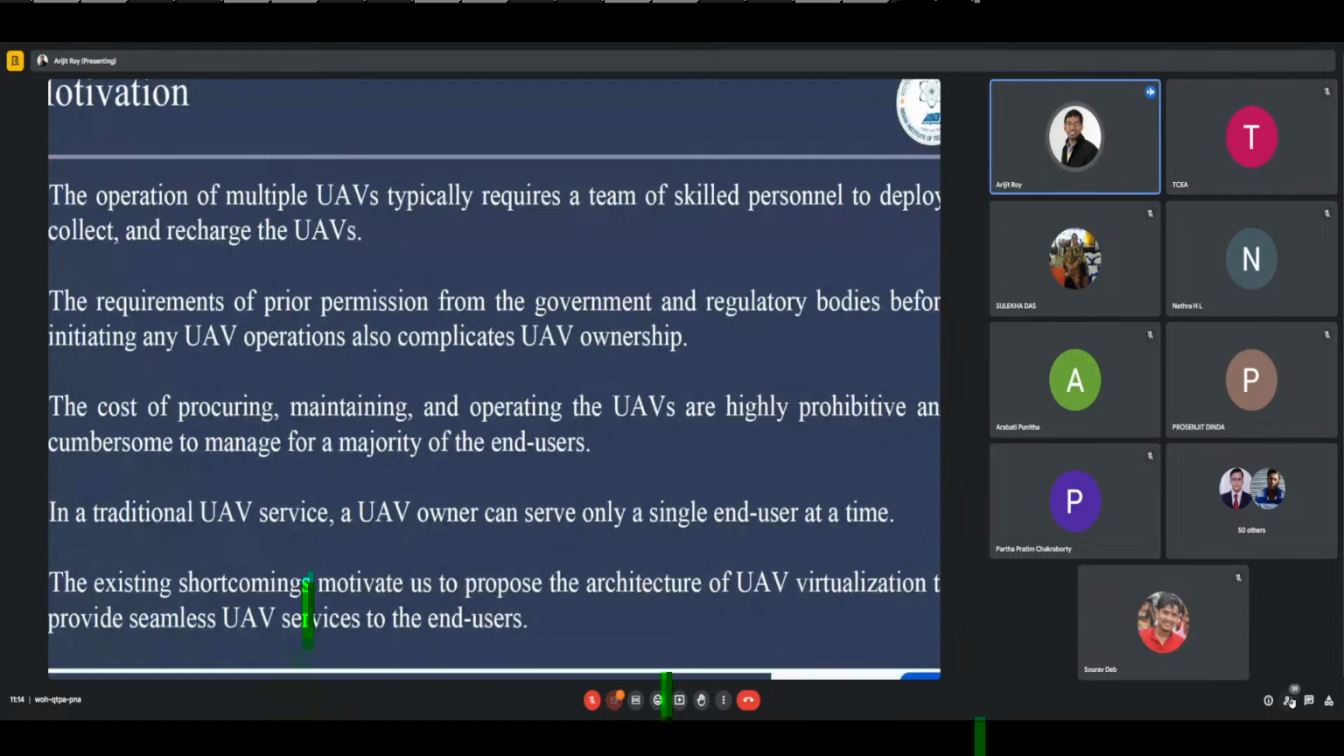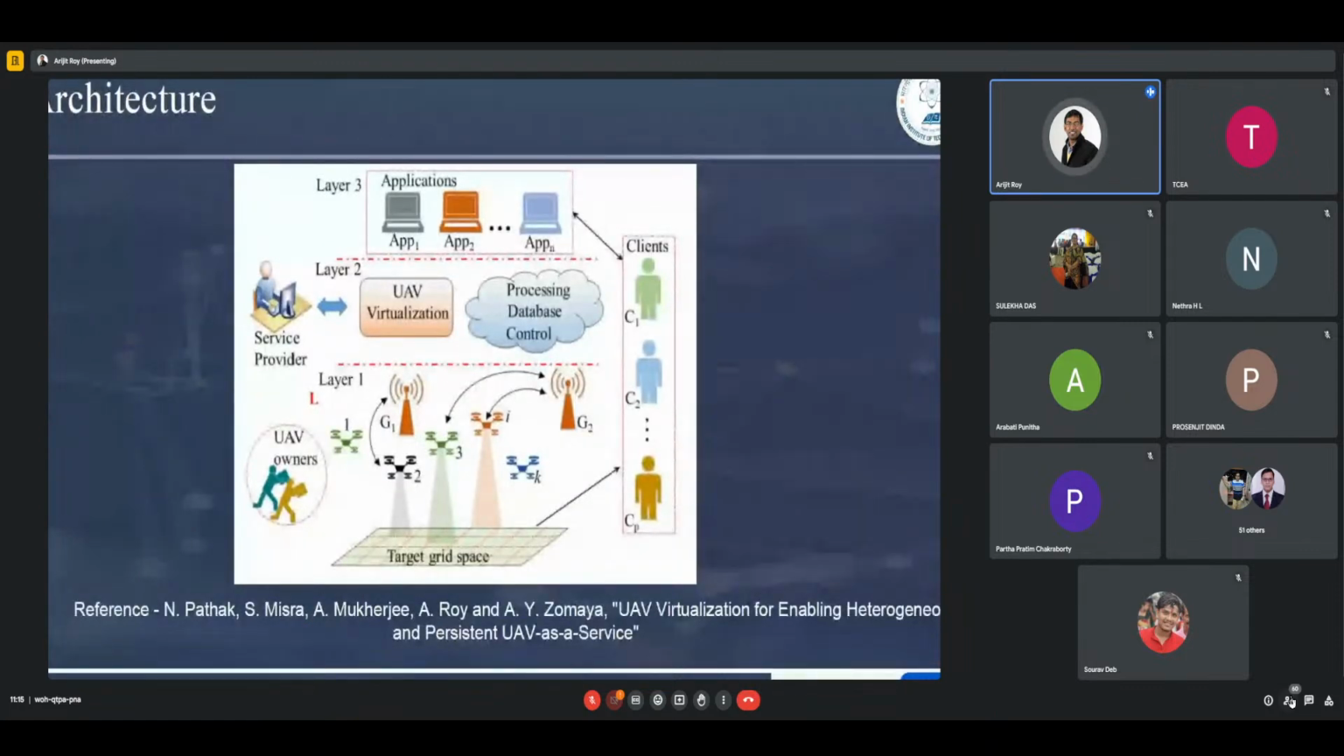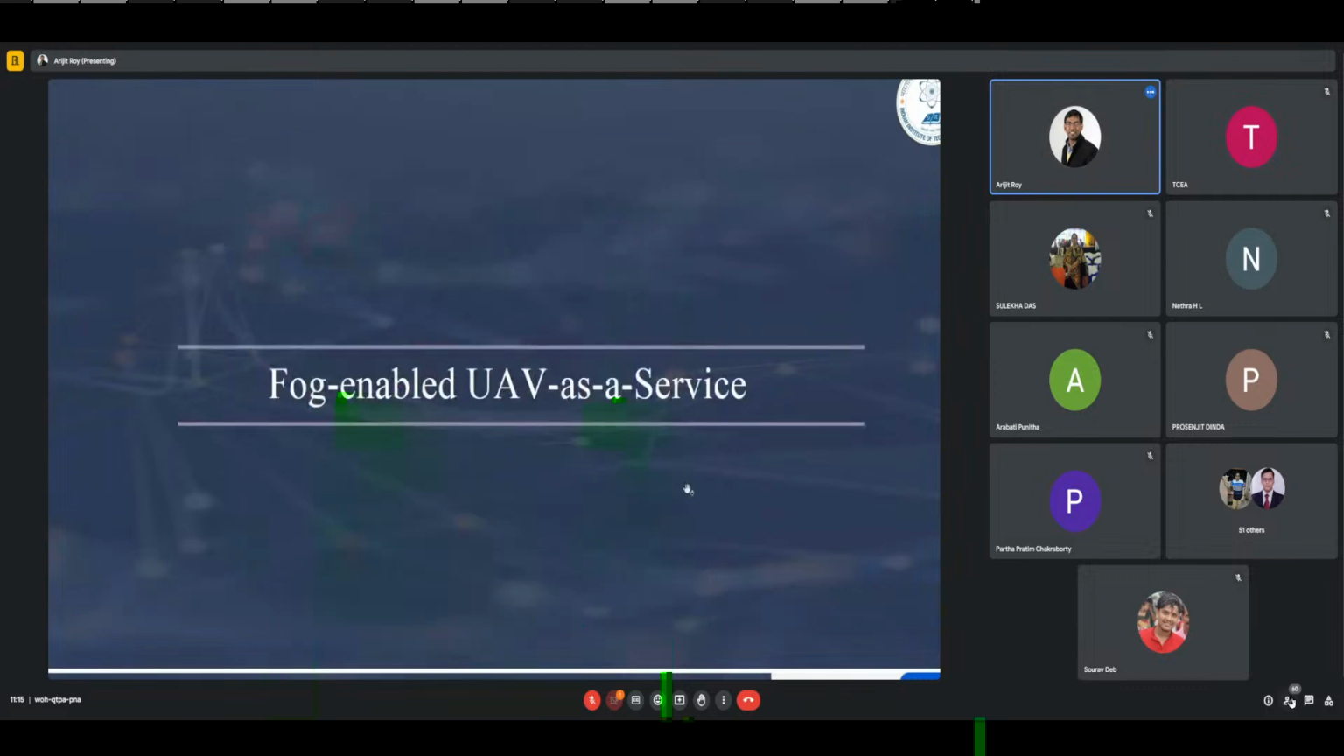And from the service provider perspective, the UAV can be virtualized. The same UAV can be shared and served for multiple applications, for multiple regions. So this is the basic figure of the UAV virtualization that we proposed. You can see the same sort of architecture we are using. The virtualization is done, multiple UAVs are there, those UAVs are communicating, and finally the client or the end user gets the services.